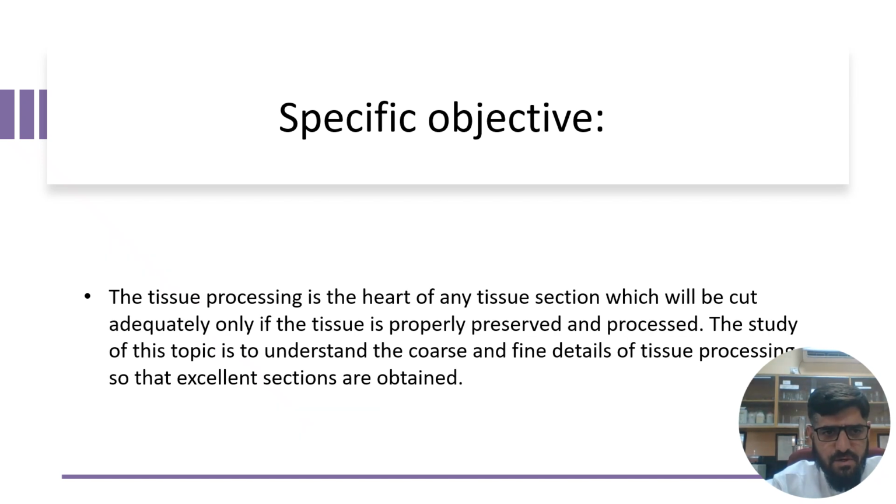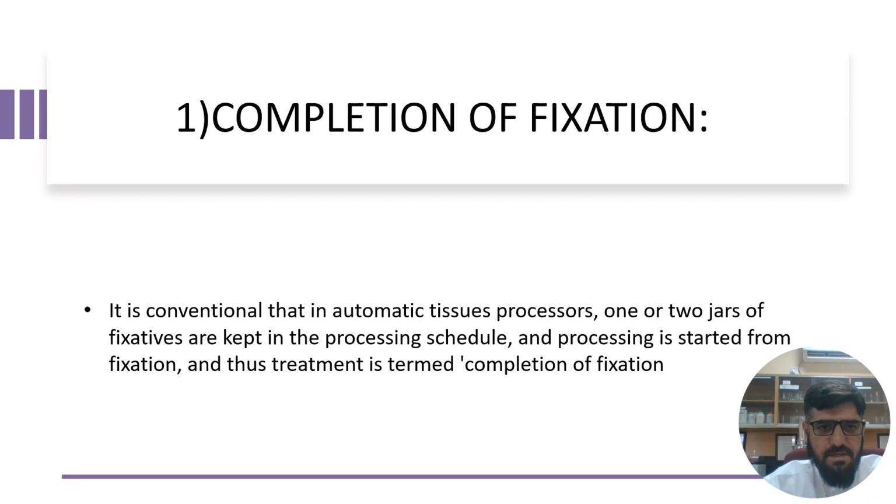The specific objective of this topic is that tissue processing is the heart of any tissue section, which will be cut adequately only if the tissue is properly preserved and processed. The study of this topic is to understand the course and final details of tissue processing so that excellent sections are obtained. This is the first step of tissue processing, known as completion of fixation. So already fixed tissues are once again fixed in the tissue processing schedule. Two or three jars are placed in the first two steps, and this process is known as completion of fixation.